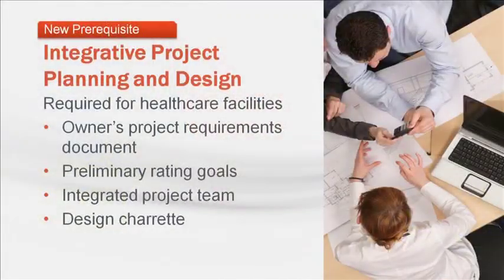Charlie, could you start by explaining the new credit categories for us? Sure. As we mentioned earlier, Integrative Process is a new category. It certainly deserves a few slides to explain a little bit further. The intent of this category is to support high-performance, cost-effective project outcomes through an early analysis of the green design and construction strategies. For project teams working in healthcare, the Integrative Process is a prerequisite. Beginning in the programming and pre-design phase, the 4 processes shown here must be implemented to meet this prerequisite.